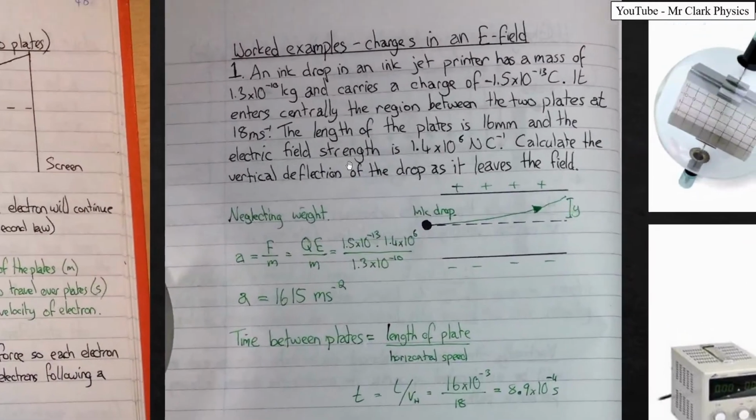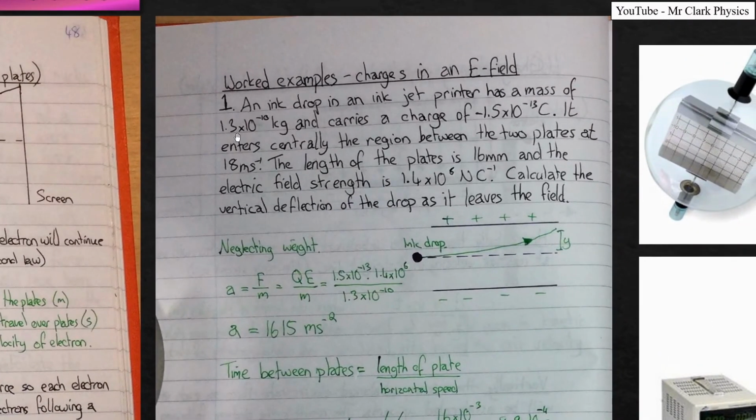So let's look at a worded example. In this one, an ink printer has droplets of this mass which acquire this particular charge here. They basically fall through a mesh and pick up the charge as they go along. We're told that it enters the field between two plates at this particular speed, and we're told the length of the plate as well as the electric field between them. We're asked to calculate the deflection shown in this diagram.